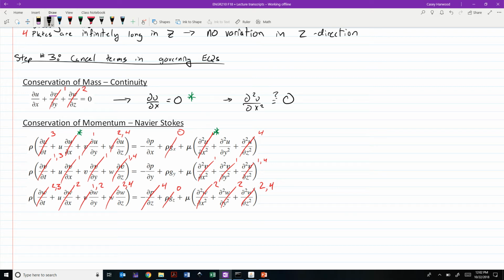So written out now, our simplified equations would be negative dp dx plus mu d squared u dy squared is equal to 0. Negative dp dy plus rho g y is equal to 0. And everything's canceled in z. Okay.